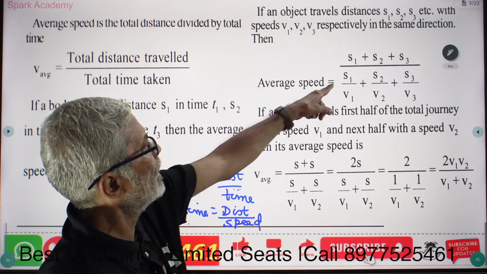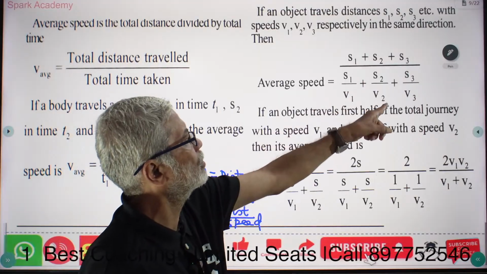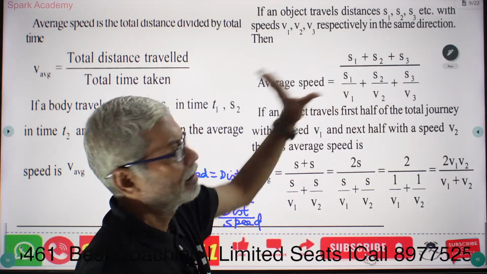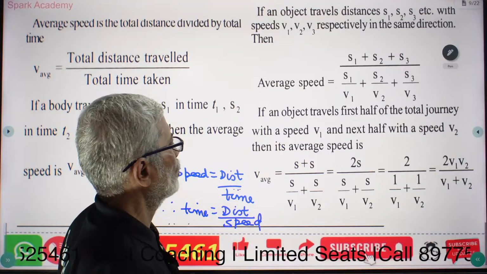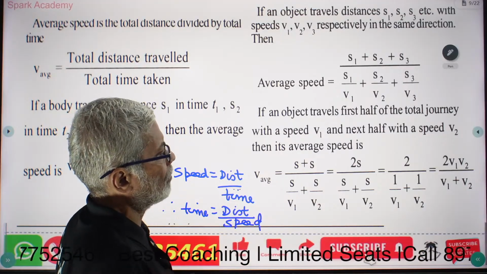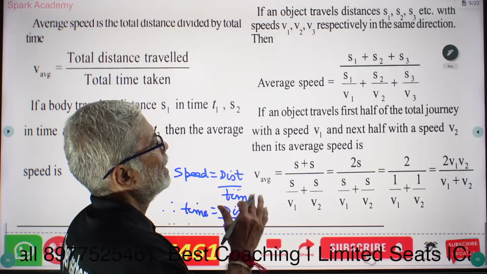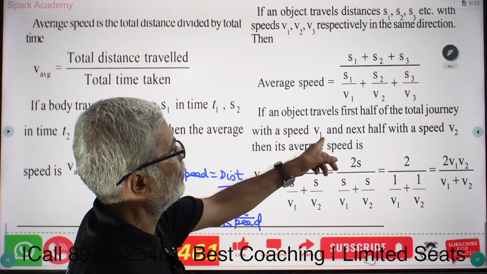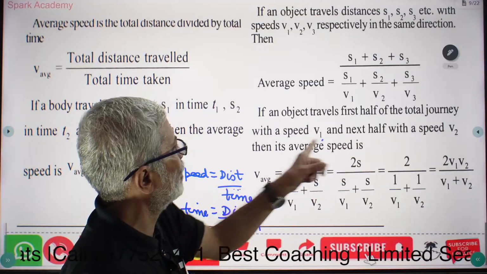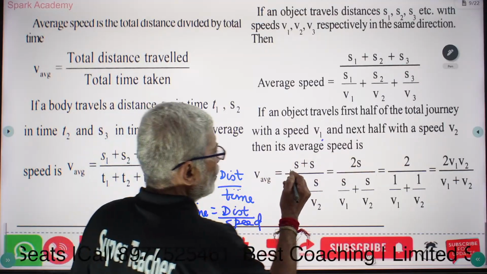So distance is S1, speed is V1, like that S2, V2, S3, V3. Okay. Now, suppose they give it in this form: first half it travels at a speed of V1, second half it travels at a speed of V2. Then what should you do?